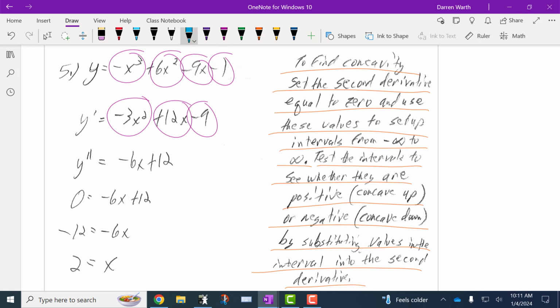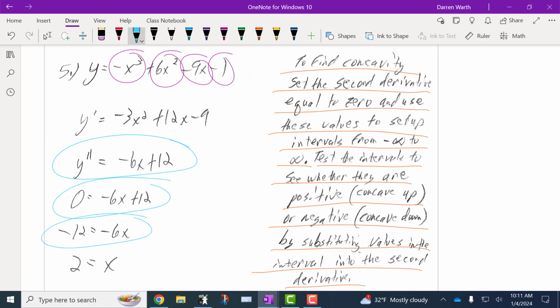Now to find the second derivative, take the derivative of this first derivative. The derivative of negative 3x squared is negative 3 times 2, which is negative 6, and drop that power to 1, so that's negative 6x. The derivative of positive 12x is just plus 12. And the derivative of negative 9, of course, is just 0. Now that I have my second derivative, I set it equal to 0 and solve it. So negative 6x plus 12 equals 0. Subtract 12, you get negative 12 equals negative 6x. Divide by negative 6, and you get x equals 2.